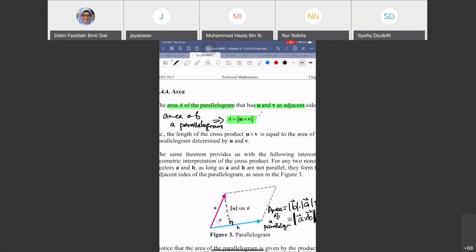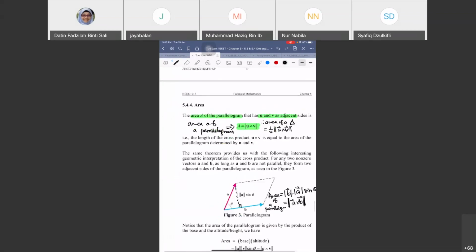So if you want to find the area of a triangle, isn't it that we said that the area of a triangle is half of the area of a parallelogram? So then the area of a triangle is given by half times the magnitude of the cross product. So you still have half there. Okay, so that is the area of a triangle.